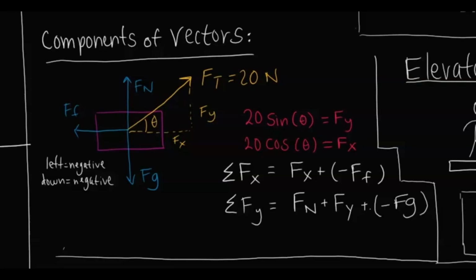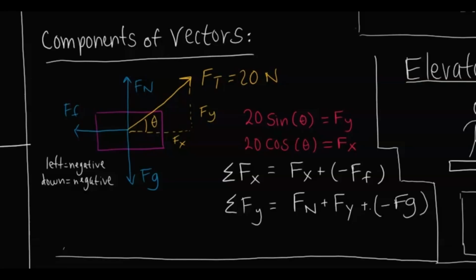And in the y direction, it's force normal, acting in the positive because it's going up. And then that force of tension y plus Fg. And Fg is negative because it's acting downwards, which we define as negative.